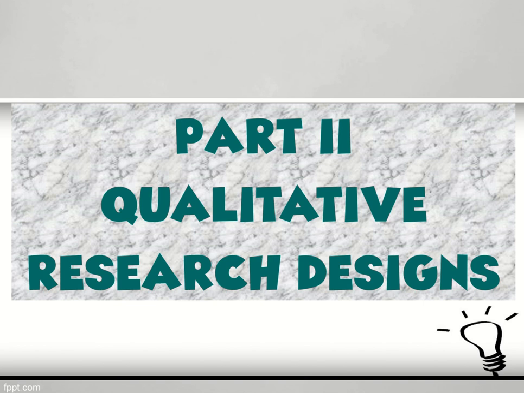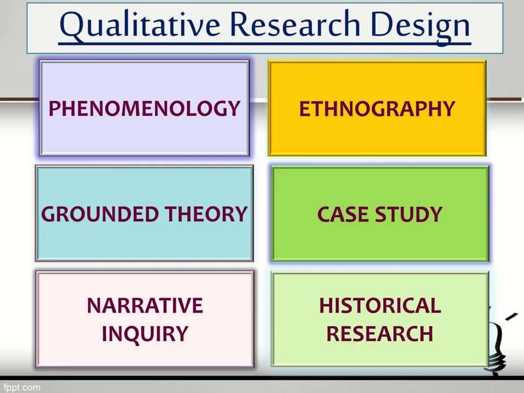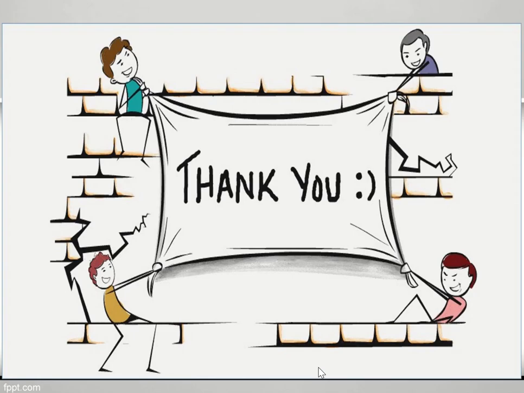So again, for the second part, I'll just enumerate here the list of qualitative research designs that are commonly used since the focus of this lesson is quantitative research design. So the most common types of qualitative research designs are phenomenology, ethnography, grounded theory, case study, narrative inquiry, and historical research. A detailed discussion of these designs can be accessed in the ebooks I have sent in our GCR. Please refer to those ebooks for further details.